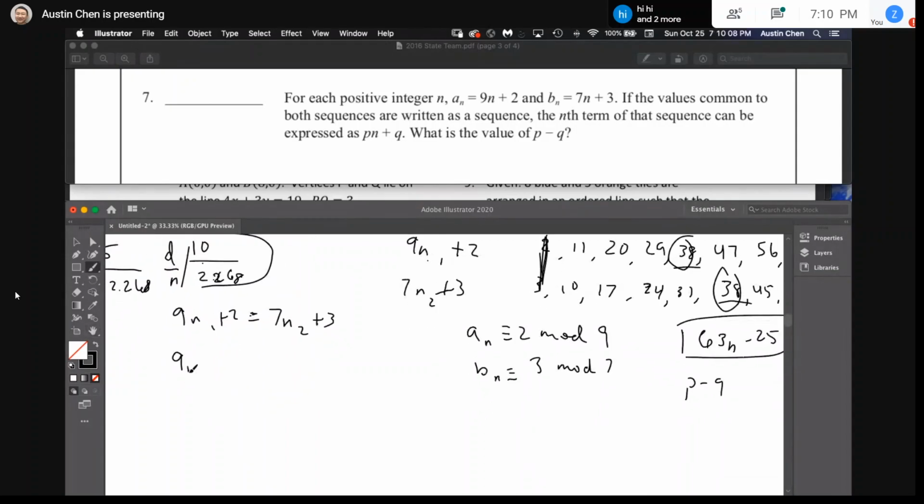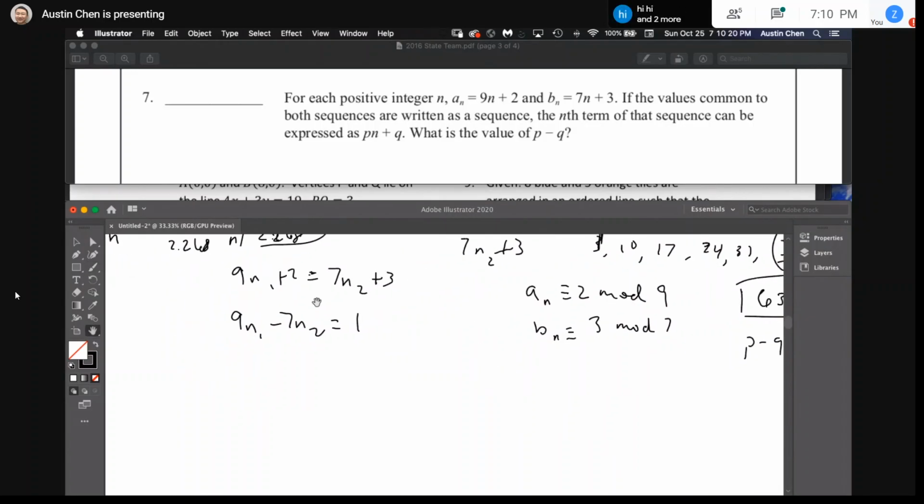So we can do it like this, and then I think it was this. 7 times n2 has to be congruent to 8 mod 9, right? Because this is 0 mod 9, so this has to be 8 mod 9 for this to be 1 mod 9. So you're just taking this mod 9.